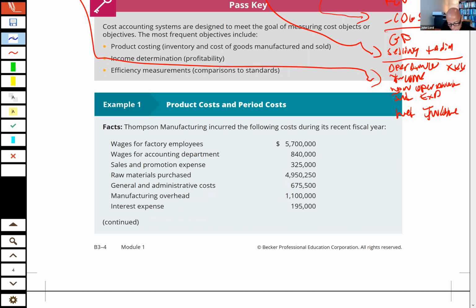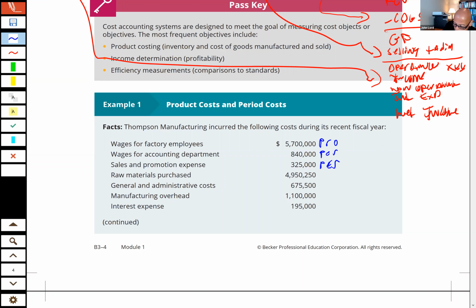How about that? Okay, so how about wages for factory employees? Product or period? Product. Good. How about wages for the accounting department? Period. Good. Accounting is an administrative cost, right? How about sales and promotion expense? Period. Good. Right, just using the definition.